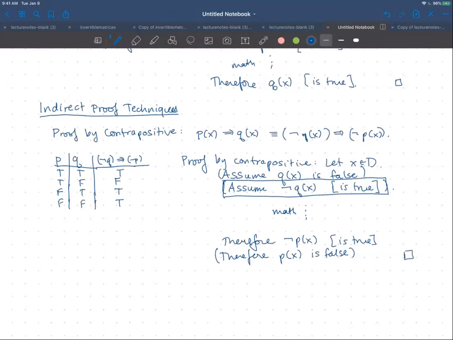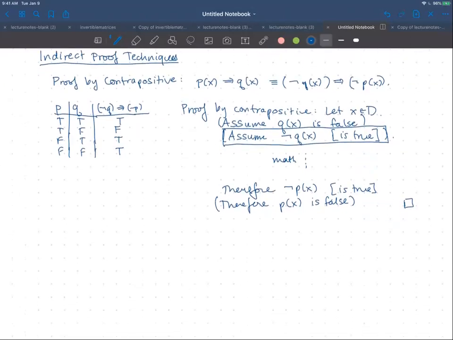And the last thing I will give you is proof by contradiction. And then I will do some examples of the proof techniques, and I will highlight how I know which proof technique I'm using. Proof by contrapositive, and then proof by contradiction.